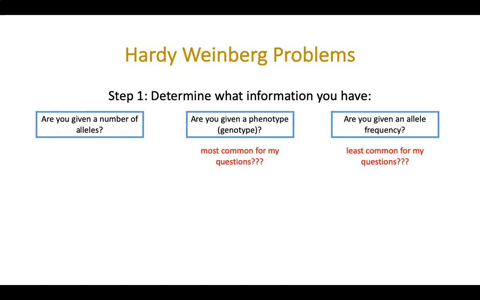In my class, the most common way that I ask this question is probably giving you a phenotype. And my reason for doing this is students often mix up whether or not they're given Q or Q squared. So I'll talk about that one in a minute. Now I like to do this because it lets me know if you truly understand whether or not you're being given a phenotype or an allele frequency.